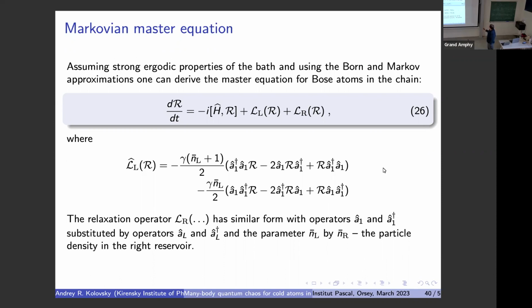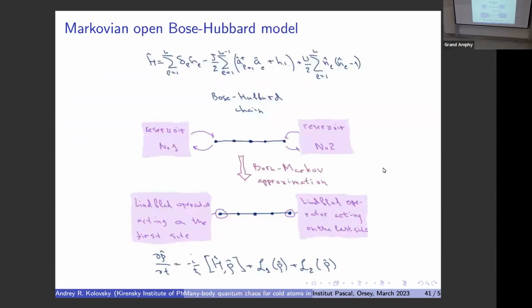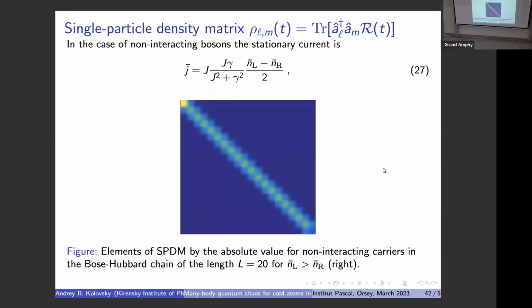So the only thing you have to know is the single particle density matrix, which is defined by this one. This is an L by L matrix. One can easily calculate it on a computer. And if you know it, you are done.